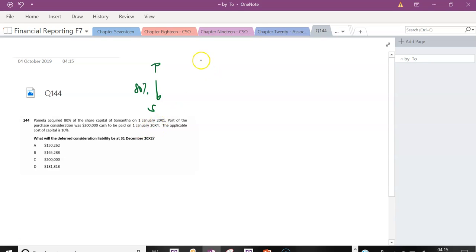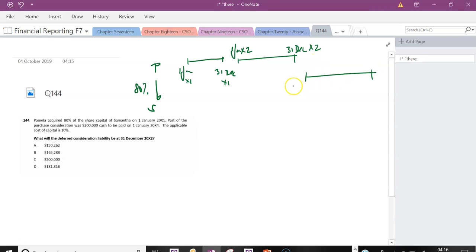So it's always good. I mean, you can probably say it's 3 years, but it's just always good to write it out for yourself to see exactly what's happening. X3 to the 31st of December, X3, which is effectively the 1st of January, X4. So we now know we have 3 periods.